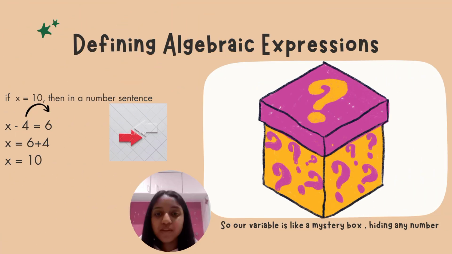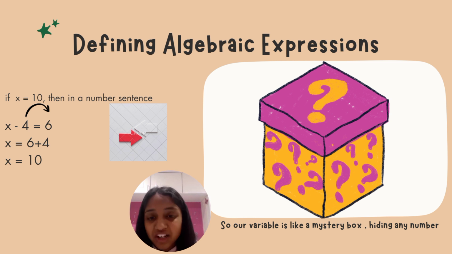Now, in this slide, I'm going to show you an example of an algebraic expression, a very simple, easy one, so that you can understand where the variable comes into place in the algebraic expression. So if x is equal to 10, then in a number sentence, x minus 4 is equal to 6.